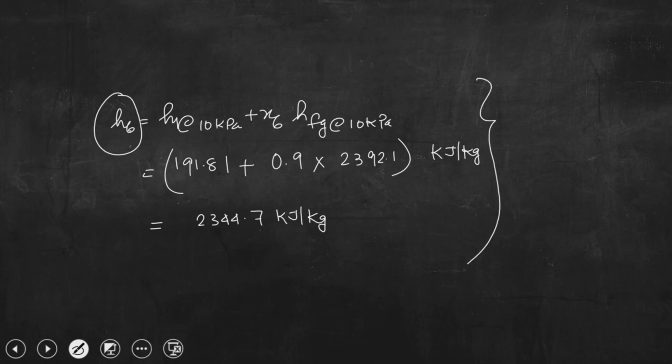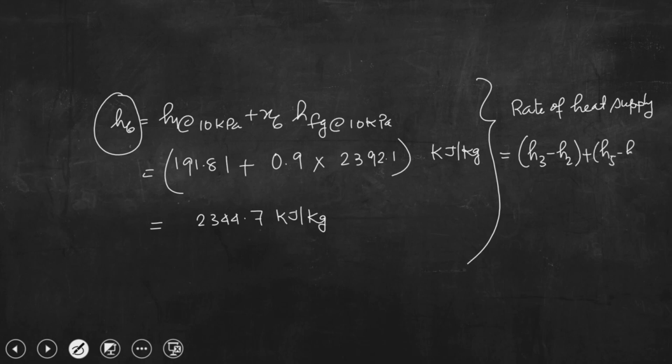Now, having calculated enthalpy at every state point, next we can easily calculate the rate of heat supply. If we calculate per unit mass flow rate of the working substance, which is what we have considered in this analysis, we can calculate H3 minus H2 plus H5 minus H4. Why?